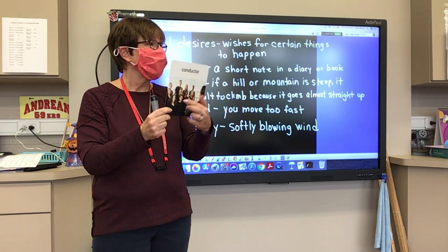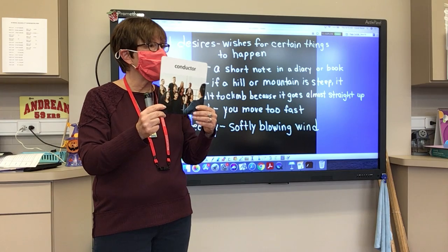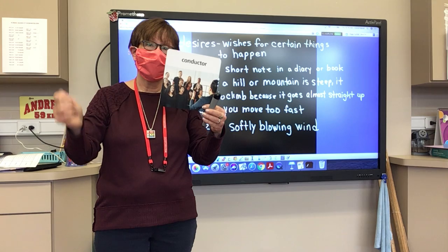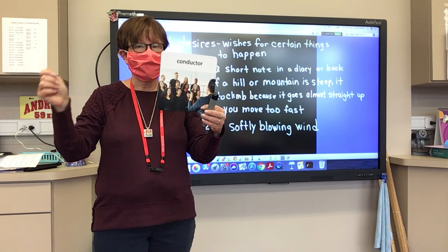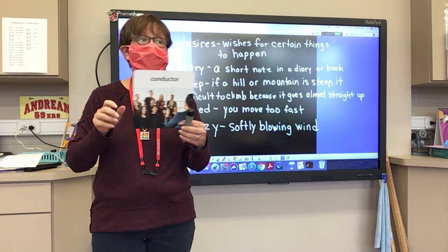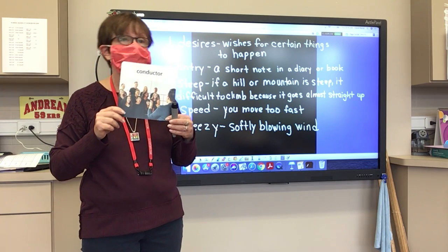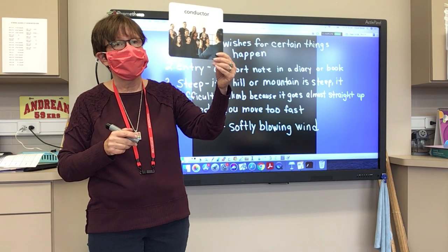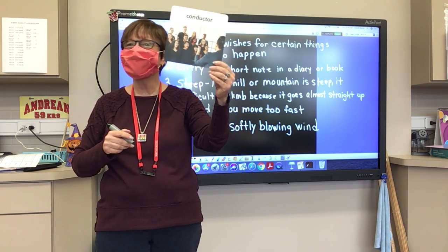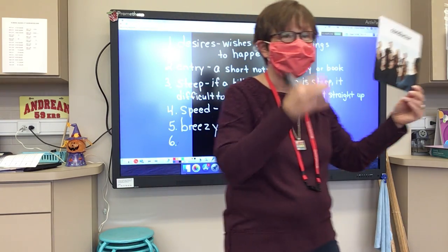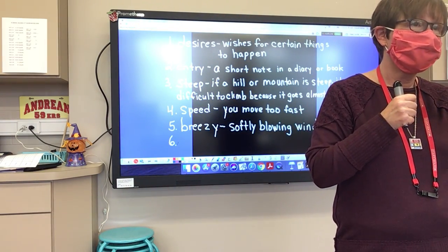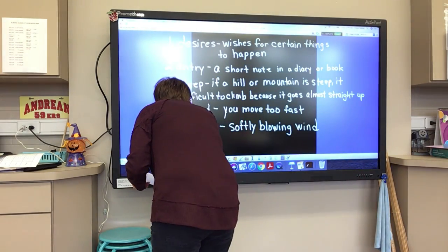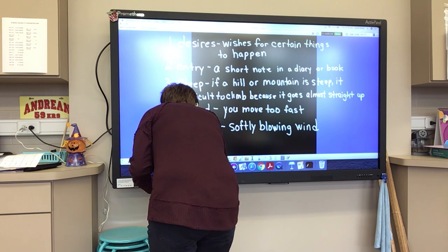Conductor. When I was in high school and I was in band, our conductor would use his baton to keep the beat. Conductor. Okay? Can I get somebody to use the word conductor? Logan? When you sneeze, you feel the breeze, and then it's with the conductor. The conductor, okay. Libby, conductor. Very good, conductor. We're talking about a music conductor today, not a train conductor.